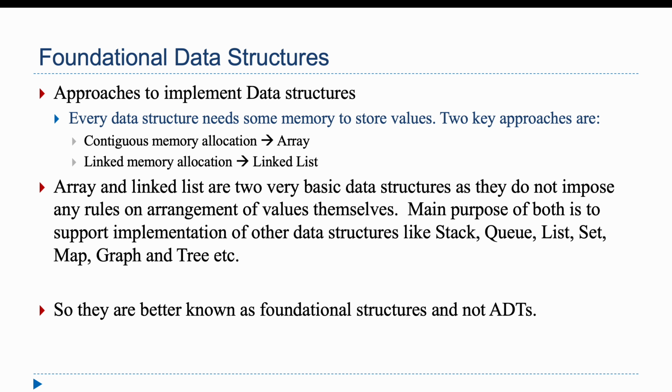Now let's take a look at the two approaches to implement data structures. The first approach is contiguous memory allocation using arrays. In this approach, the data elements are organized sequentially in memory and each element is accessed using an index. Arrays are easy to implement in computer's memory as they occupy a single block of memory which is divided into uniform sized cells to store a fixed number of data elements.